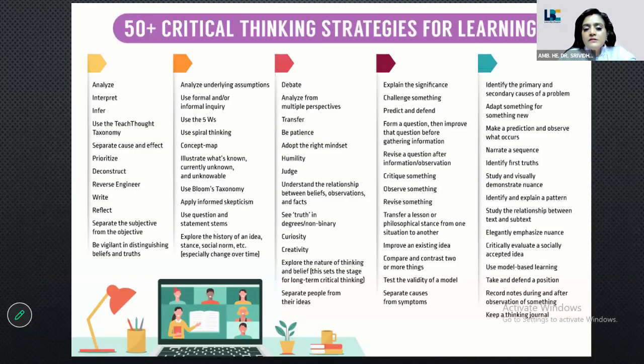Everybody knows Bloom's taxonomy: knowledge, understanding, application, synthesis, evaluation, the same thing. These are critical thinking strategies for learning: analyze, interpret, infer, separate cause and effect, prioritize, deconstruct, reverse, write, reflect, all these things. Definitely sequential, challenge something, predict, defend, and adopt the right mindset. These are the different strategies which are normally used in a classroom.